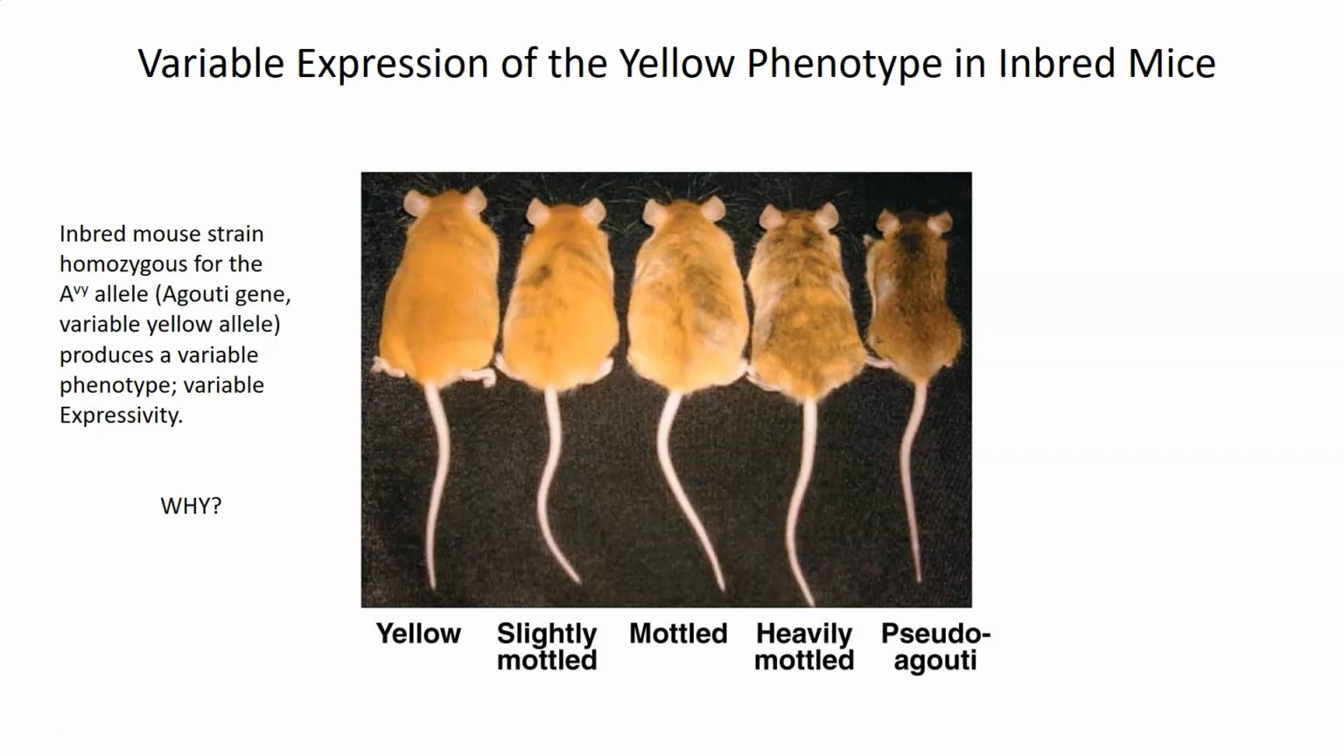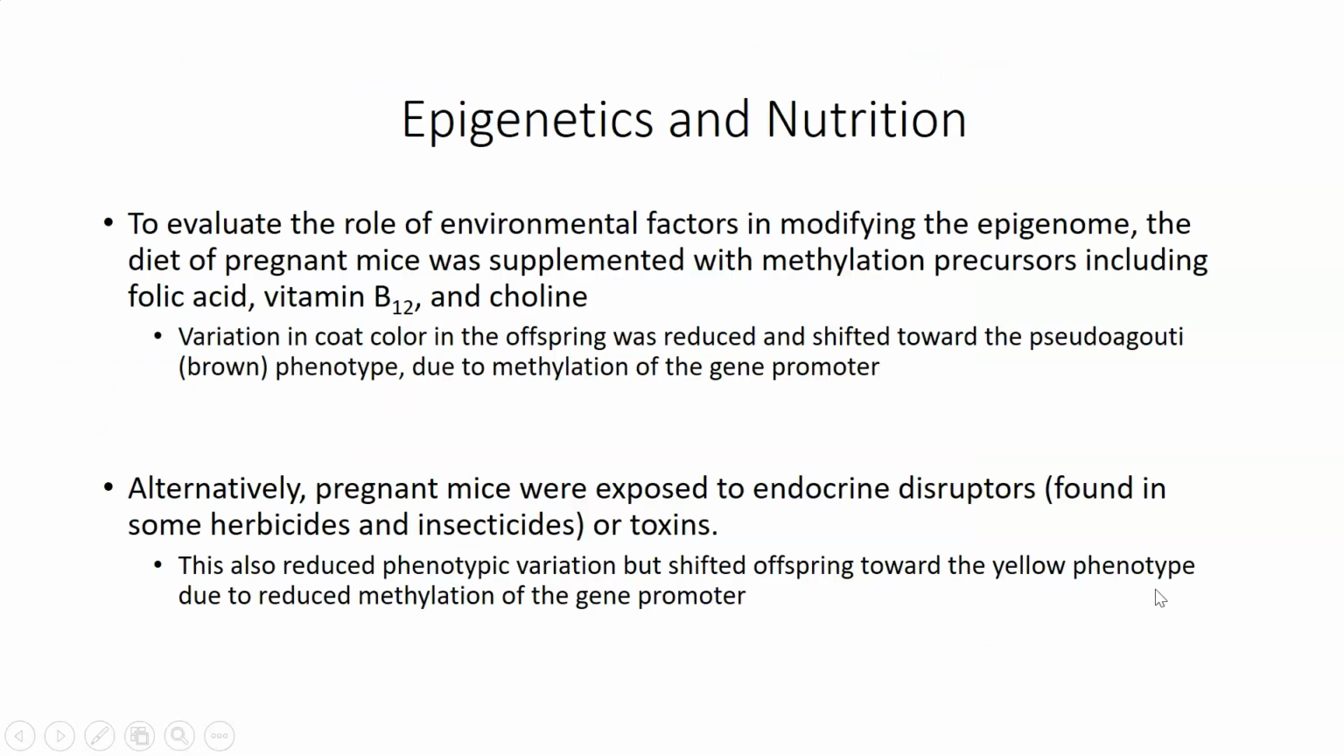are variable in their phenotype. They're not uniformly yellow. They go from pretty much homogeneous yellow all the way to almost agouti, which is brown, and everything in between. So slightly mottled, and heavily mottled. Okay? So we would say that the agouti phenotype shows variable expressivity. What's the reason for that? All right, so this is where the experiment comes in.